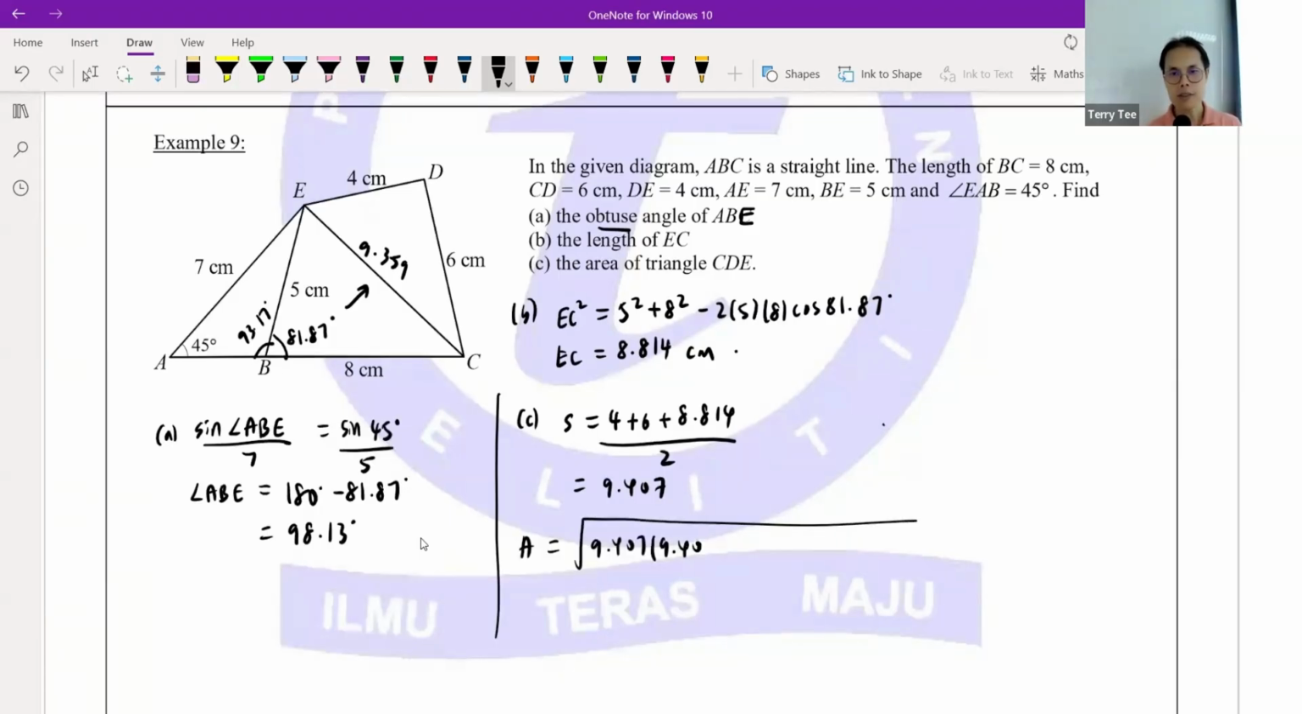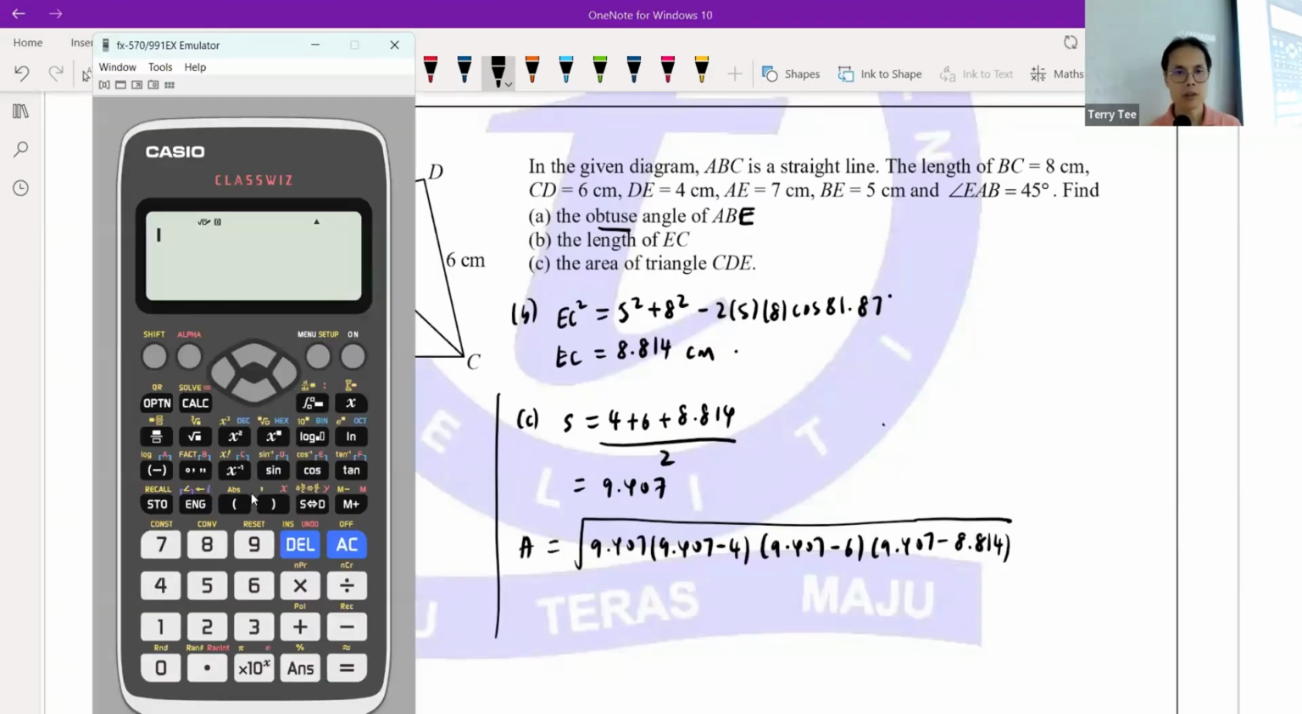You take the difference with 4 and 6 and, this is not 9, yeah, this is 8.814. So come, let's count. This will be square root, answer, open bracket, answer minus 4, then answer minus 6, and answer minus 8.814. Okay, guys, 10.14, correct?